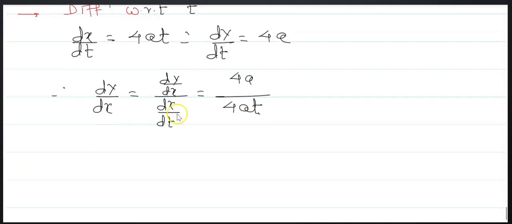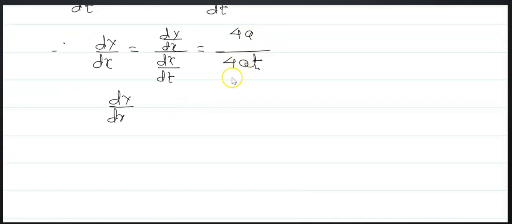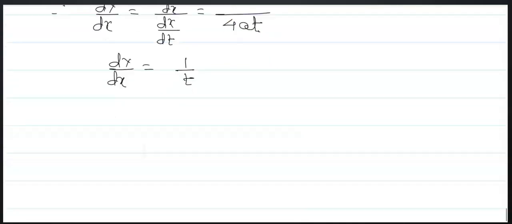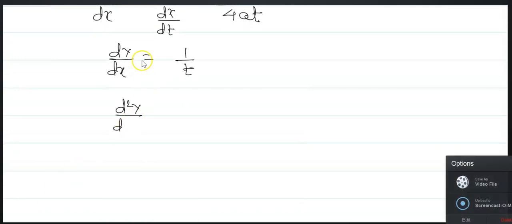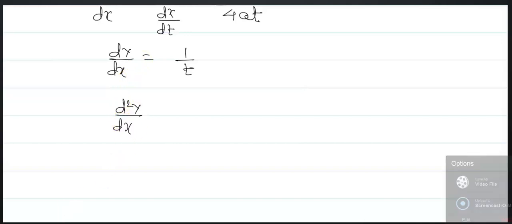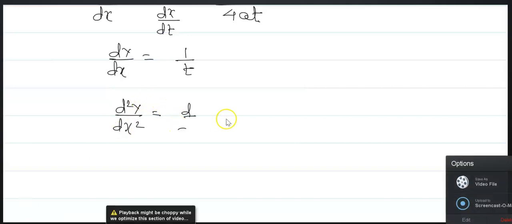There must be t there. That is 4a upon 4at. This 4a and 4a get cancelled and you are getting 1 upon t. Now again differentiate this with respect to x. So d²y/dx² is equal to, again we will write here, d/dt of (1/t) into dt/dx.